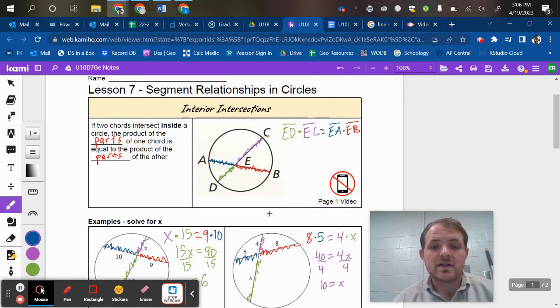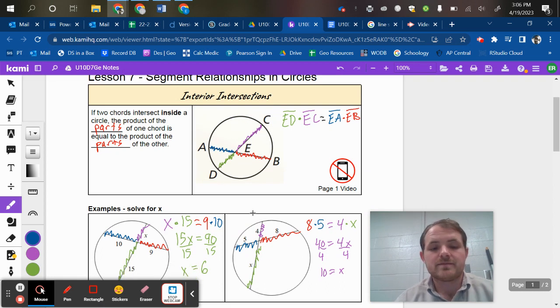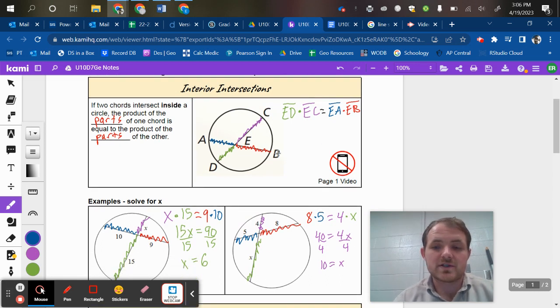And then the last one, or the first one, however you want to look at it, is when it's 2 chords on the inside, or 2 secant lines. 2 secant lines could make the situation, and it's just the 2 parts of the same chord multiplied together equal the other 2 parts of the same chord multiplied together.